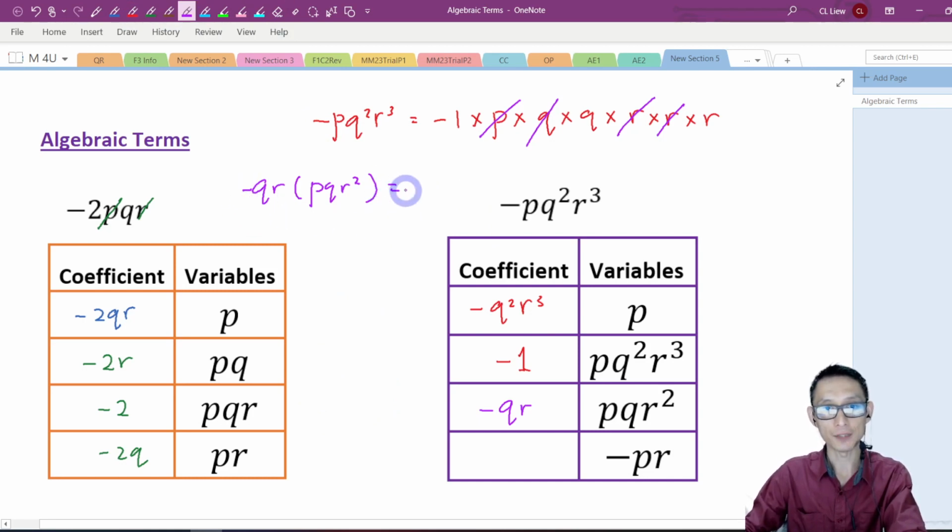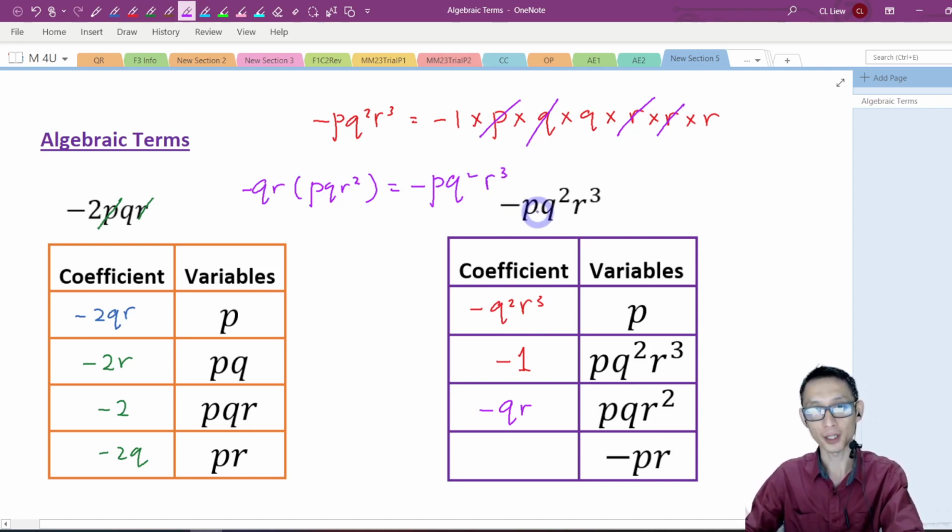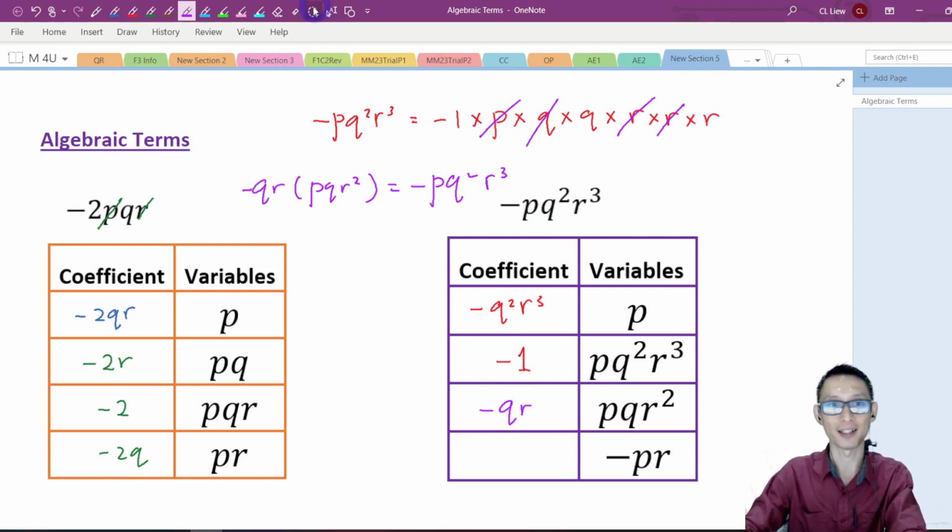Okay, so negative, just copy, negative, positive, you get negative. And I have only one P. So Q times Q, you will get Q squared. R times R squared, you get R cube. Is that correct? Yes, this means that this answer is correct. Okay, let's try the last one.